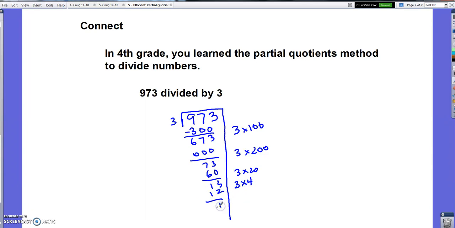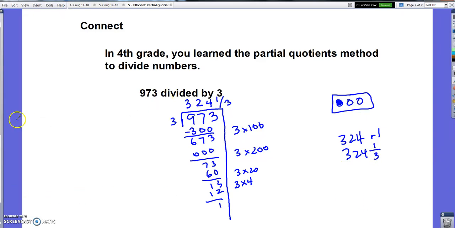And if I do all that, I can't make any more groups of 3. And I've made 100, 200, 300, 320, I've made 324 groups of 3, and I have 1 left over. I have 1 out of the next group of 3 left over. I was trying to make groups of 3, and I only ended up with 1 in my last group, so I have 324 and 1 out of the next group of 3, or 1/3. Sometimes you write that instead as 324 remainder 1, or 324 and 1 out of the next 3, 1/3. So that's how it worked.